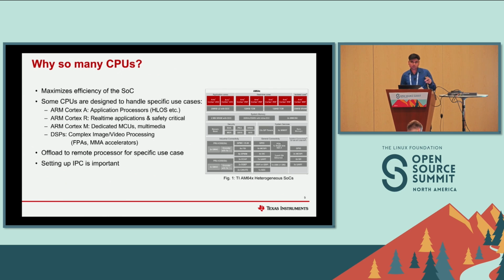So some cores are designed to handle specific use cases, like your Cortex-A, which is an application core used to run your HLOS. Some Cortex-R real-time cores are used to run safety-critical software, time-critical software. We also have DSPs, which are useful for complex image or video processing. So the whole idea is to have so many processors so that you can offload the control from the application processor to these remote processors to maximize the efficiency so that your application processor is free and doing other things. So for all of these, of course, IPC is very important, which is basically inter-processor communication to talk between all these processors for this kind of efficiency.